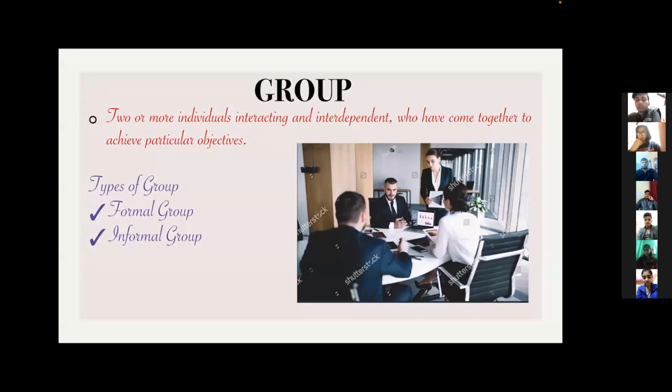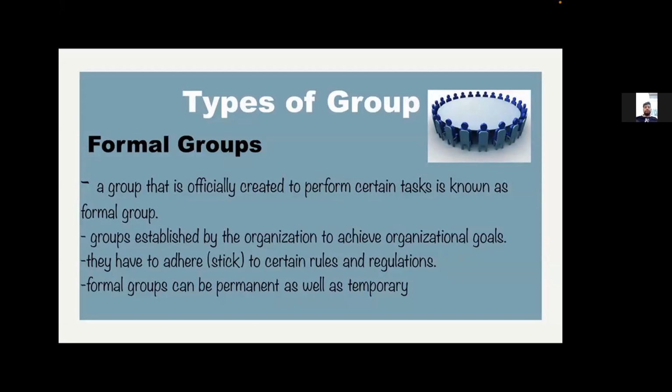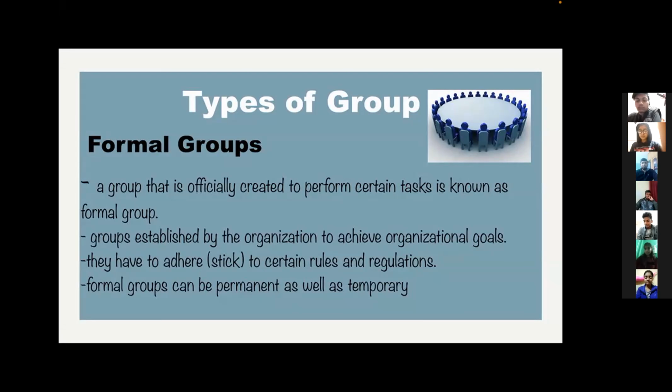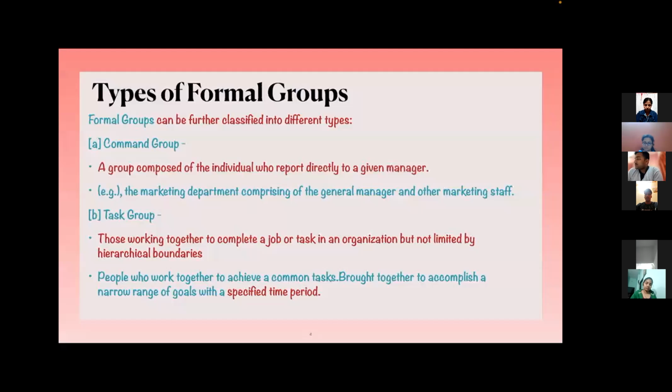Now, moving towards the types of groups, there are mainly 2 types of groups, formal and informal groups. A formal group is a group created officially to perform certain tasks and accomplish organizational goals. It is formed on the basis of organizational structure. Since they are formed by the organization, they have to stick to certain rules and regulations. It can be permanent as well as temporary. The formal groups are further subclassified into the following groups.